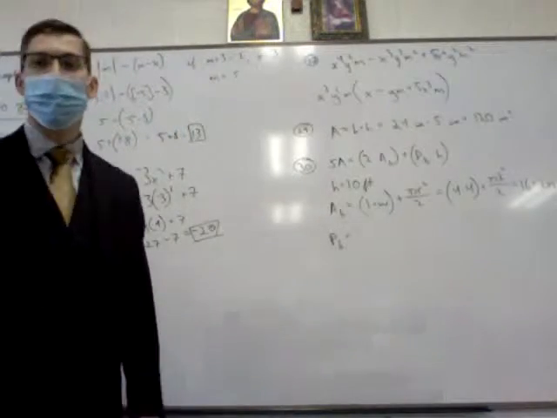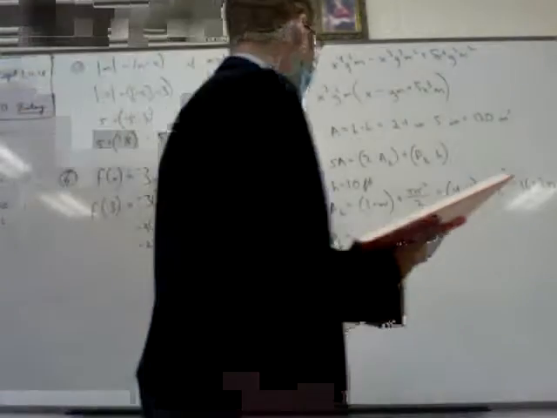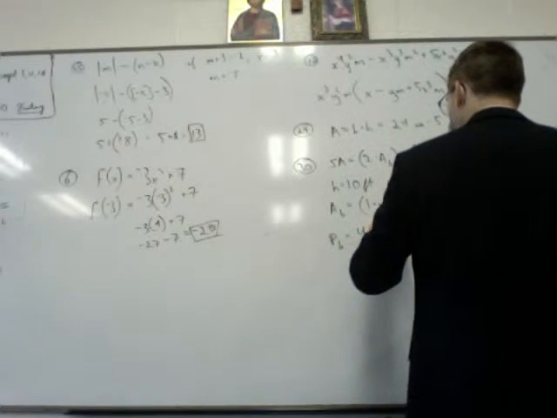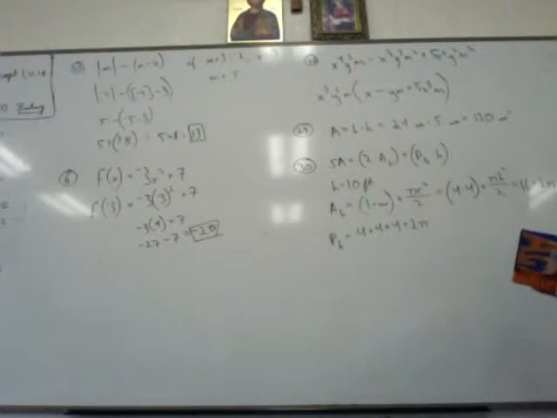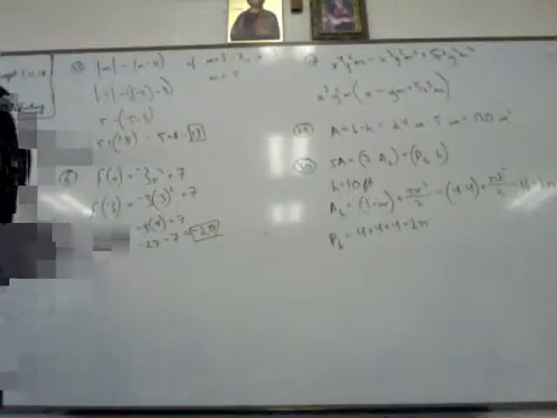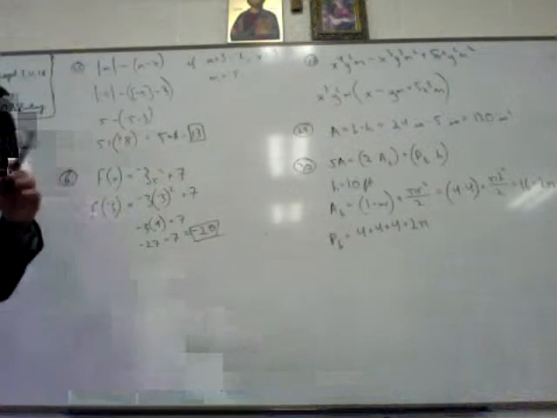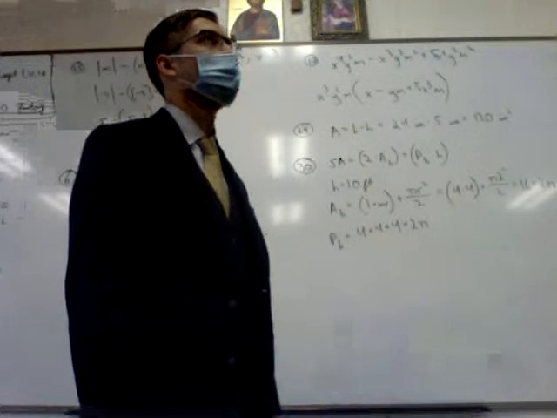Now, what about the perimeter of the base? 4 plus 4 plus 4, and then what about the curvy side? Plus 2 pi? How'd you get 2 pi? We have to add the perimeter of the semicircle. What do we call the perimeter of a circle? How do we find the circumference of a circle?